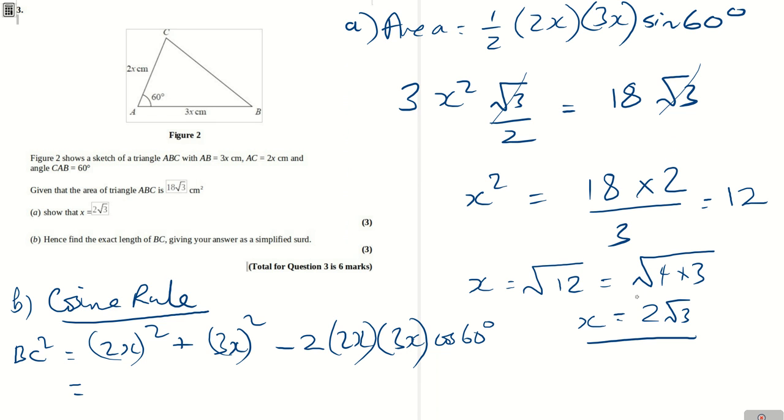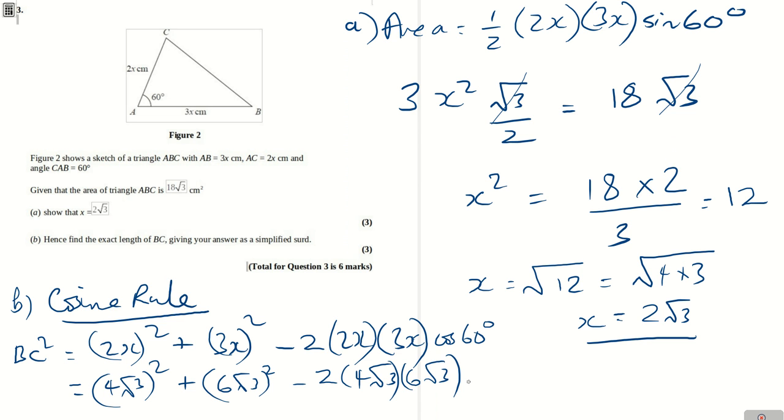Now you know that 2x is 4 root 3. I mean, I'll write it all out, I suppose. 4 root 3 squared plus 3x is going to be 6 root 3 squared minus, now 2x again is 4 root 3, 3x is 6 root 3, and cos 60 is a half.